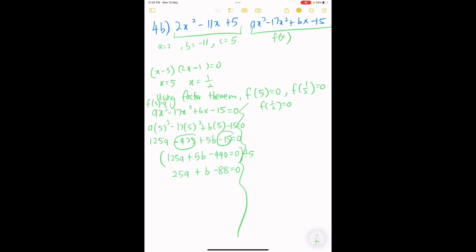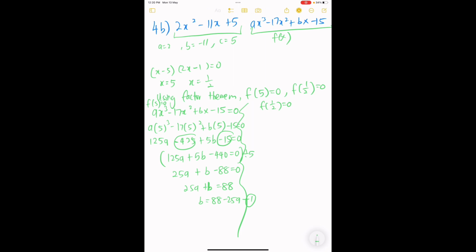So the unknown you put at the left side, and number at the right side, it gives you 25a plus b equal 88. So from here you can make b alone, or you can find the equation for b, which is b is equal to 88 minus 25a. So this is the first equation. You will put in the second equation.